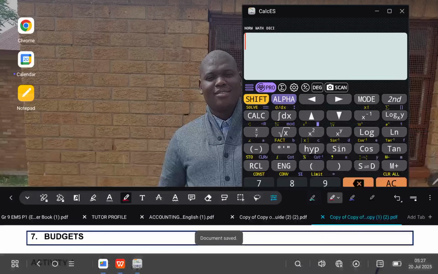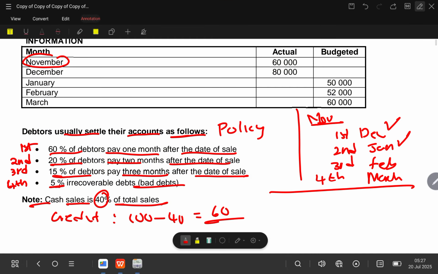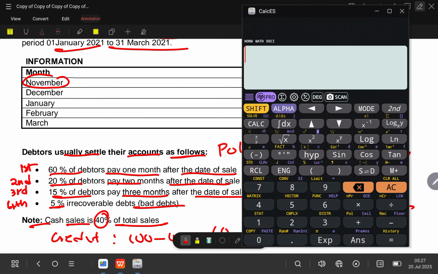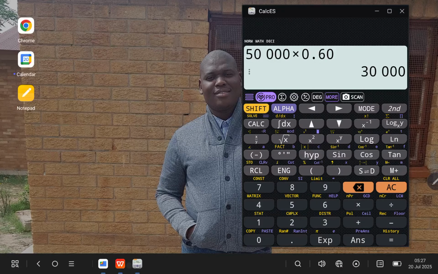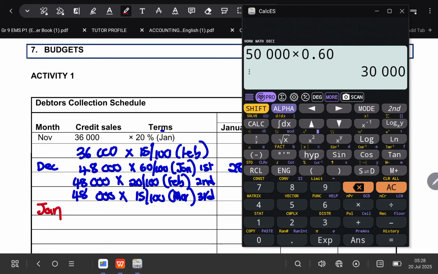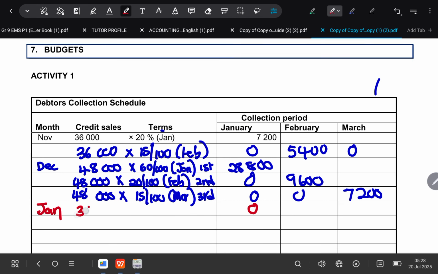According to our information, our credit sales in January is 50,000. So 50,000 multiplied by 60% is going to be 30,000. So our credit sales here is 30,000. Okay, so that 30,000 will come here. So we know that in January we can collect in January, right? So we'll collect in February.